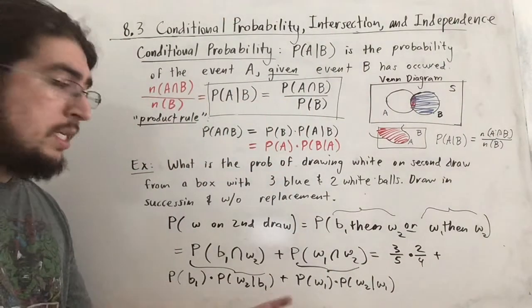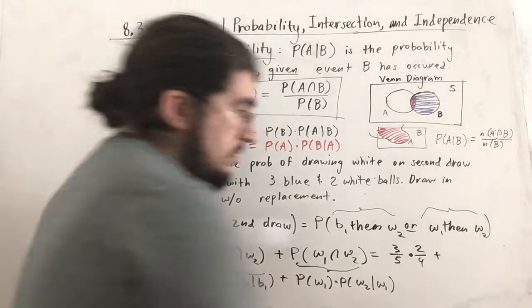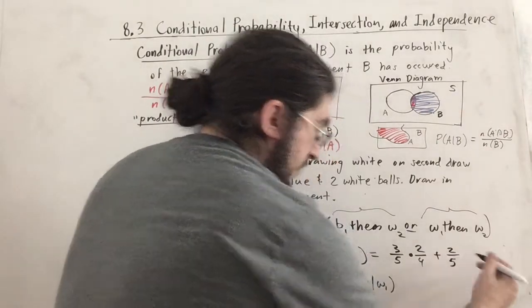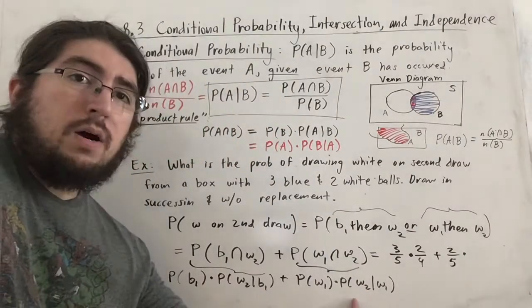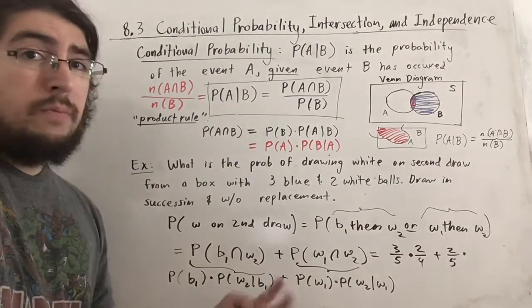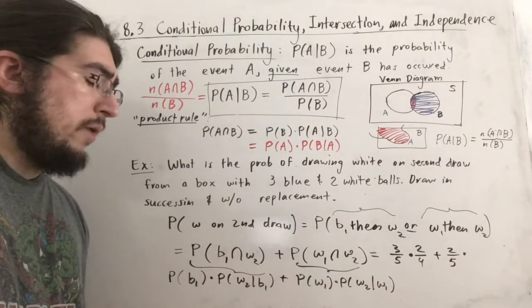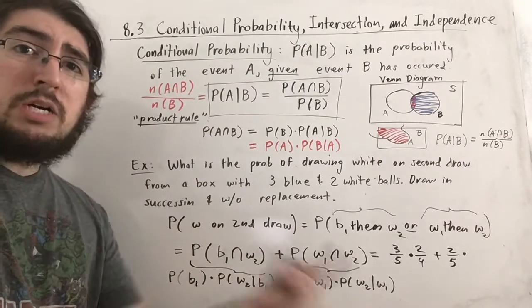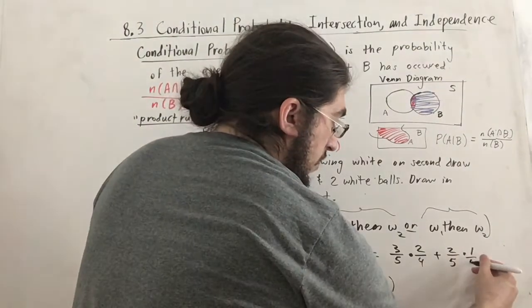Plus, because of this, the probability of drawing white in the first is 2 out of 5 balls. 2 whites out of 5 total. Multiplied by this one, the probability of drawing white on the second, given that we already drew white in the first, well, means the total amount of balls in the box is going to be 4, because we took one out already. And since we took out 1 white and there were 2 whites total, there's 1 left. So this is 1 out of 4.